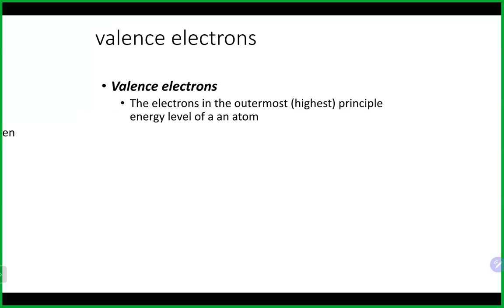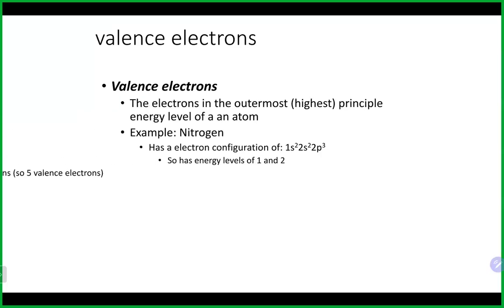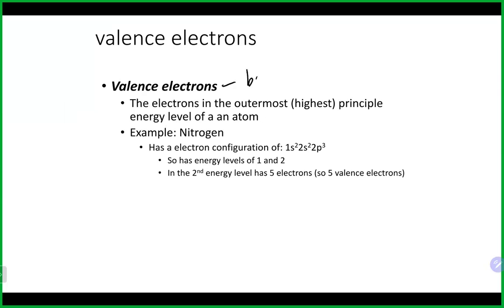All right, so let's talk a little bit about valence electrons. Valence electrons are important because they are the highest energy level electrons in an atom. And the importance of the valence electrons, which we'll definitely talk more about in the next chapter, is that they are the ones involved in bonding. They are really the only electrons involved in bonding. So when we look at nitrogen and write its electron configuration, 1s2, 2s2, 2p3.